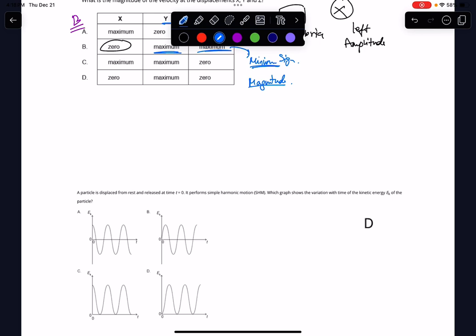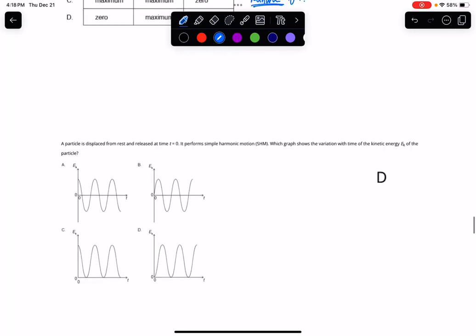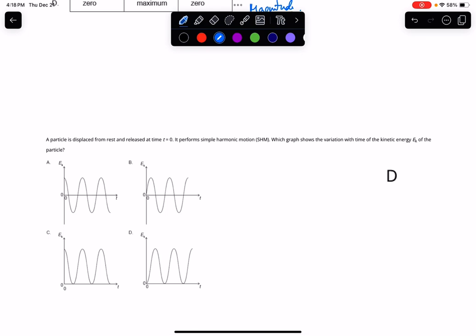Okay, so let's look at question 10 over here. A particle is displaced from rest and then it's released at time t equals 0. The particle performs simple harmonic motion. Which graph shows the variation with time of kinetic energy Ek of the particle?